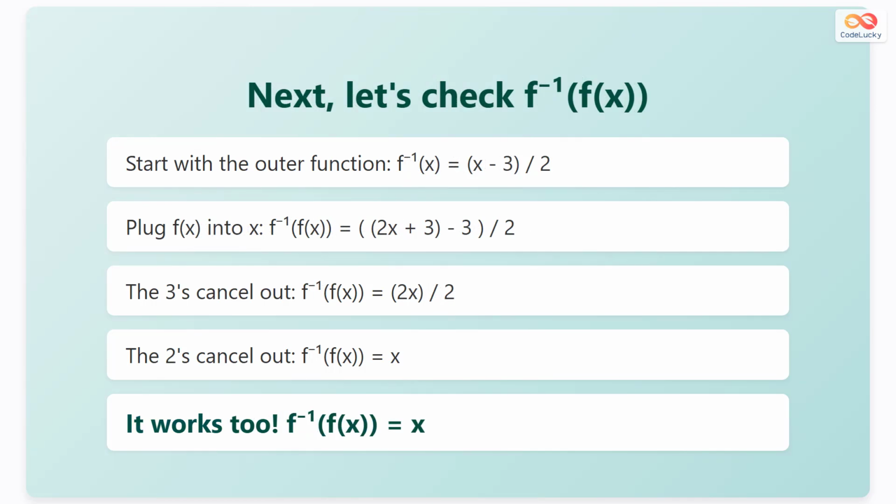We also have to check it in the other direction. We take the expression for the original function, 2x plus 3, and plug it into the x of the inverse. This gives us the quantity 2x plus 3 minus 3 all over 2. The 3's on top cancel, leaving us with 2x over 2. The 2's cancel, and again, we are left with just x.